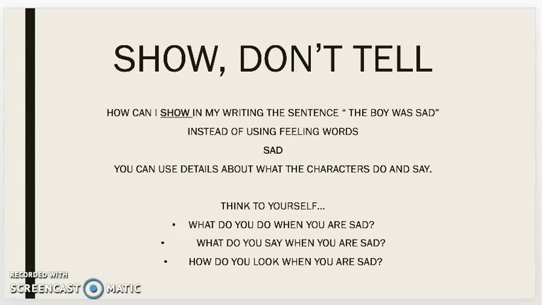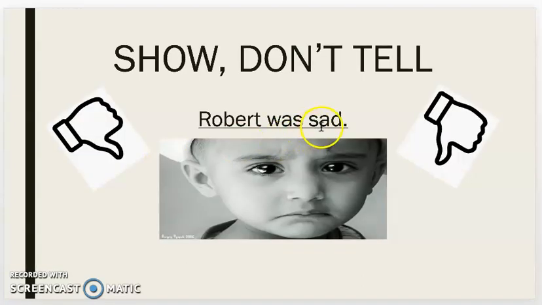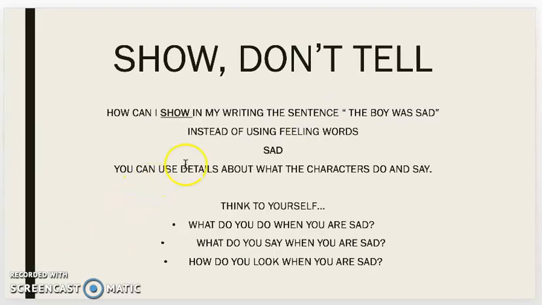So, how can we show in our writing the sentence, the boy was sad? Instead of using feeling words, so feeling words are happy, sad, excited, shy. In this case, my feeling word was sad. So instead of using the feeling word sad, we can use details about what the characters do and say.